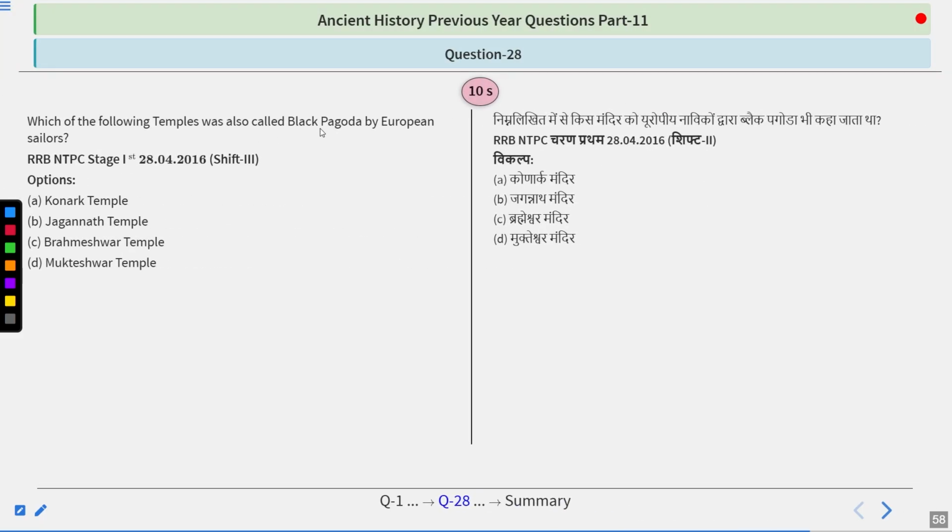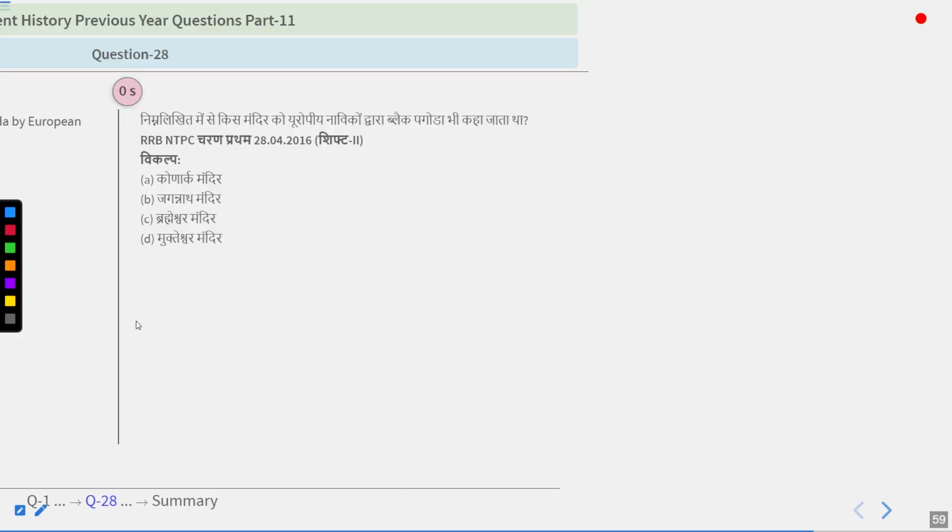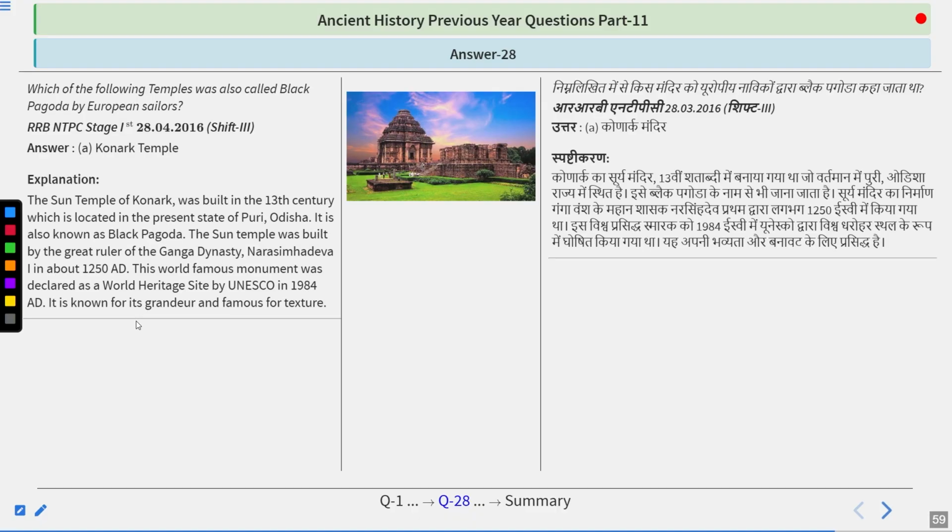Which of the following temple was also called Black Pagoda by European sailors? Options are Konark Temple, Jagannath Temple, Brahmeshwar Temple, or Mukteshwar. Very simple question. Try to answer. Answer of this question is Konark Temple.